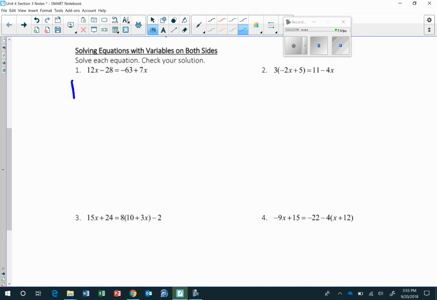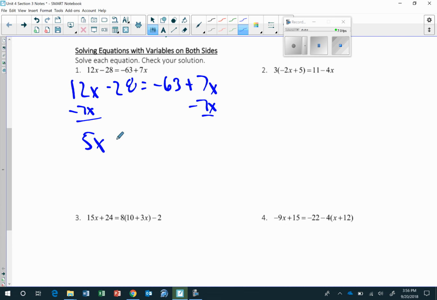So we have 12x minus 28 equals negative 63 plus 7x. So I want to try to move this positive 7x over to the other side. In order to do that, I'm going to subtract 7x from both sides. So 12x minus 7x is 5x. I still have minus 28. On the right side, I have negative 63, but now I've canceled out the 7x.